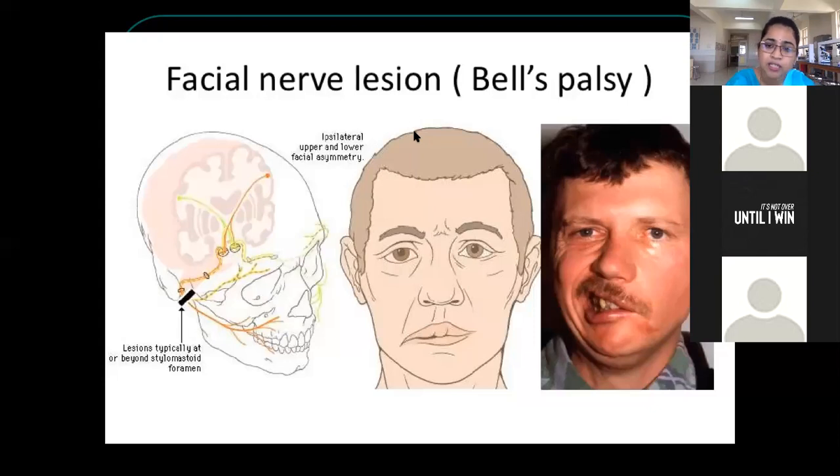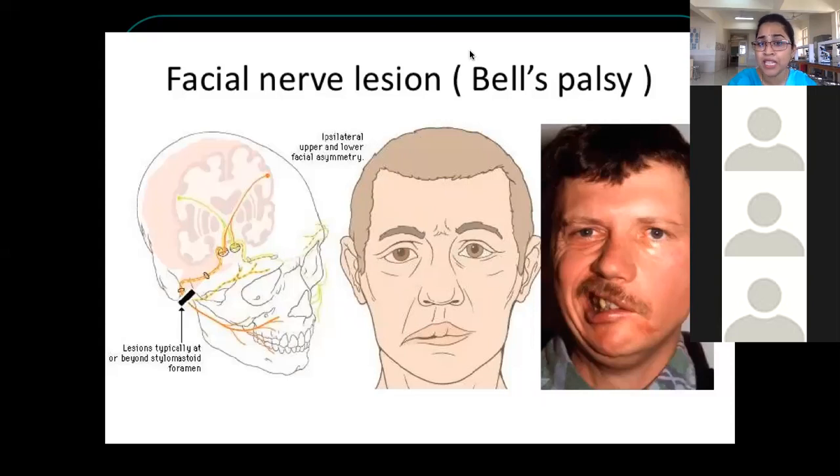When can the muscle not contract? When there is injury to the nerve. So when there is nerve injury, you have paralysis. Paralysis is when there is no contraction of the muscle. Right, till here, everyone clear? Yes, ma'am.